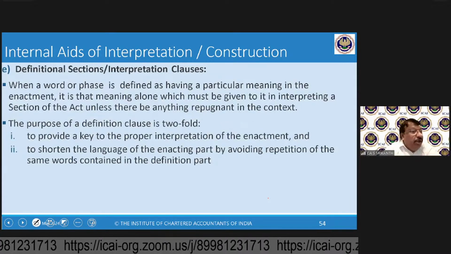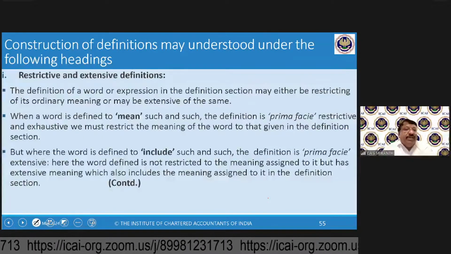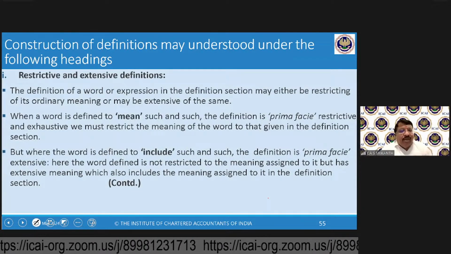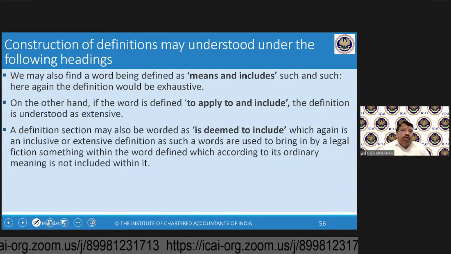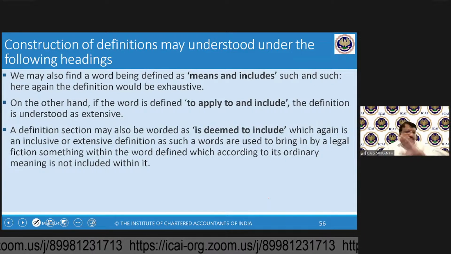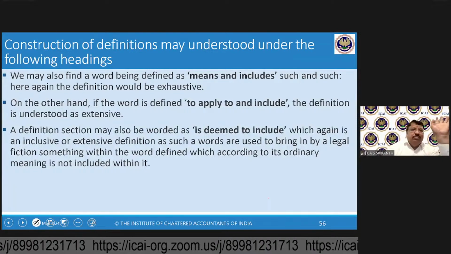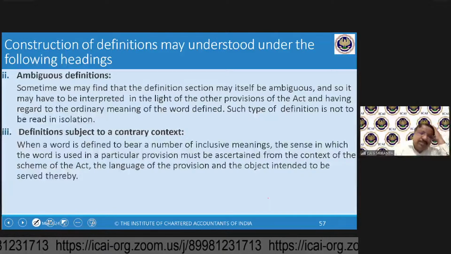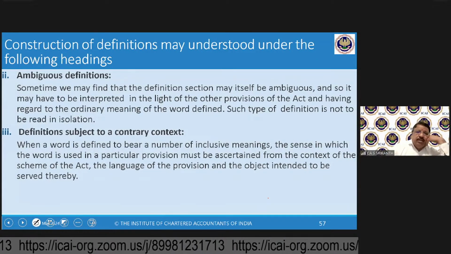So definitional sections, we already saw them, interpretation clauses, etc. Okay, restrictive and extensive definitions. "Means" is a restrictive definition, an exhaustive definition. Whereas there are inclusive definitions where they say books and paper include, like that. So "includes" means you can include. Whereas "means" means no inclusion, only that. "Means and includes" means includes only. It is not exhaustive. Okay. Ambiguous definitions are possible, in which case you have to interpret. Okay. Go for the dictionary meaning, whatever.